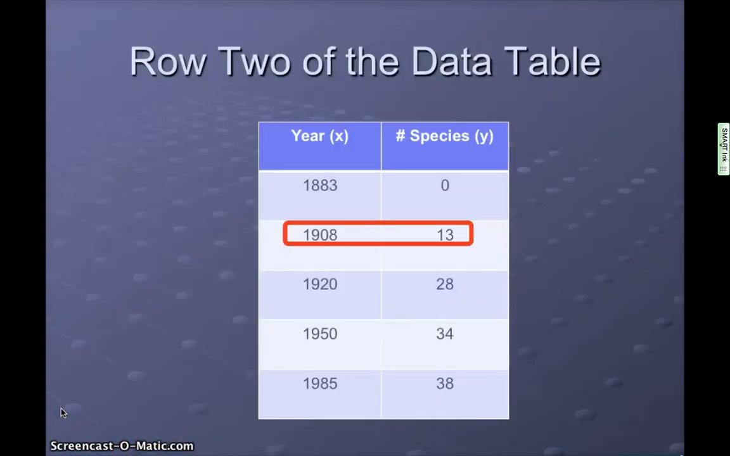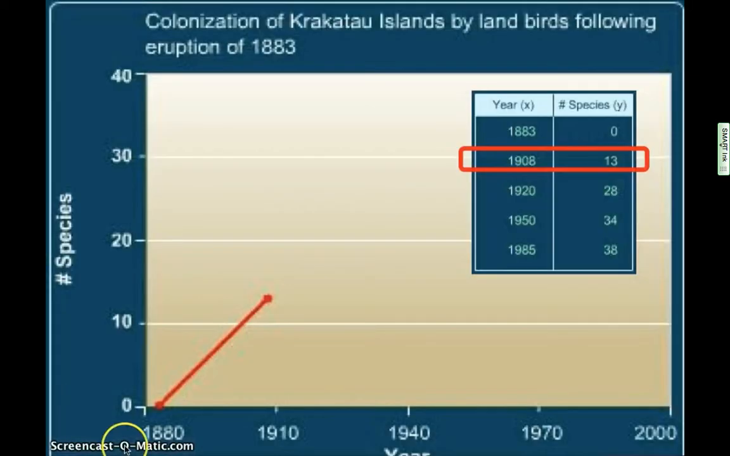Next, in 1908, there were 13 species. So in 1908, it's just a little bit before 1910, and then we're going to go all the way up to around 13. Remember, if this is 10 and this is 20, halfway is 15, so it's not going to go past there. It's a little bit less than halfway.